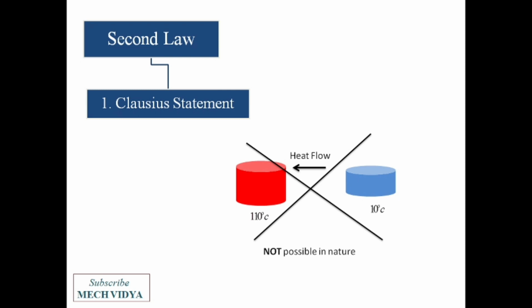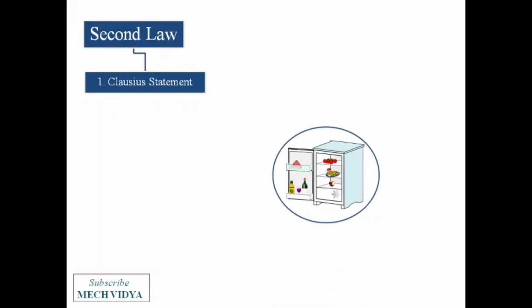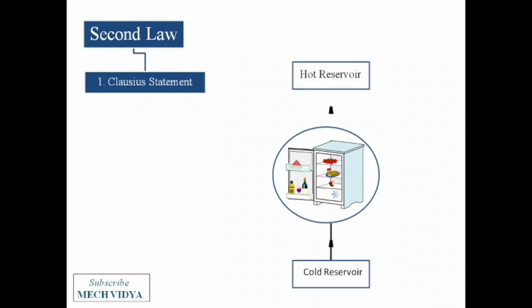However, to extract heat from a cold body and deliver it to a body at a high temperature, we need to do some work. The refrigerator is a classic example of this. It takes electricity and extracts heat from a low temperature sink and releases this heat to a high temperature surrounding.